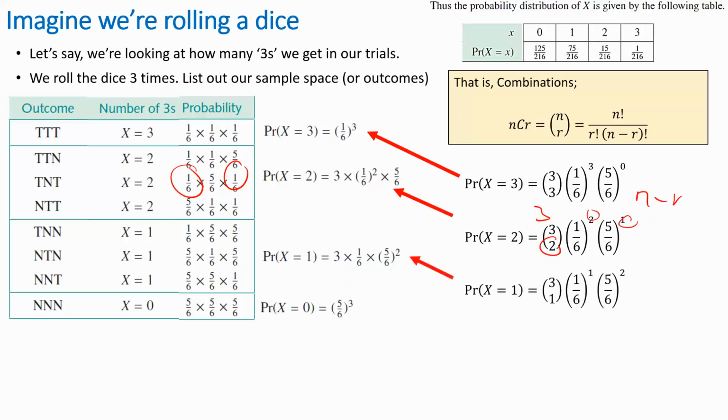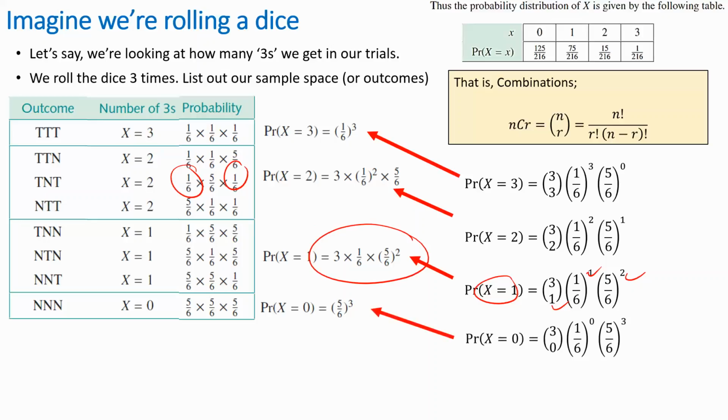So if you follow the same idea for the next one, you want 1 success. So out of 3, you want 1 success. Probability of success is 1. Probability of failure is 2. And that's exactly what we have here. And then finally, the last one, you would have guessed that it's 3 and 0. So you want 0 success, and that means that the probability of success is 0. You don't want any of them. Therefore, 5 out of 6, you want all 3 of them. And it ends up being this.